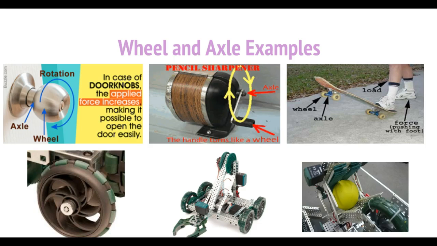Even a skateboard, something that you may not even think would have a simple machine, has a simple machine, because the wheel and axle is actually what allows you to glide up and down on your board. Just imagine trying to make that action without a wheel and axle.